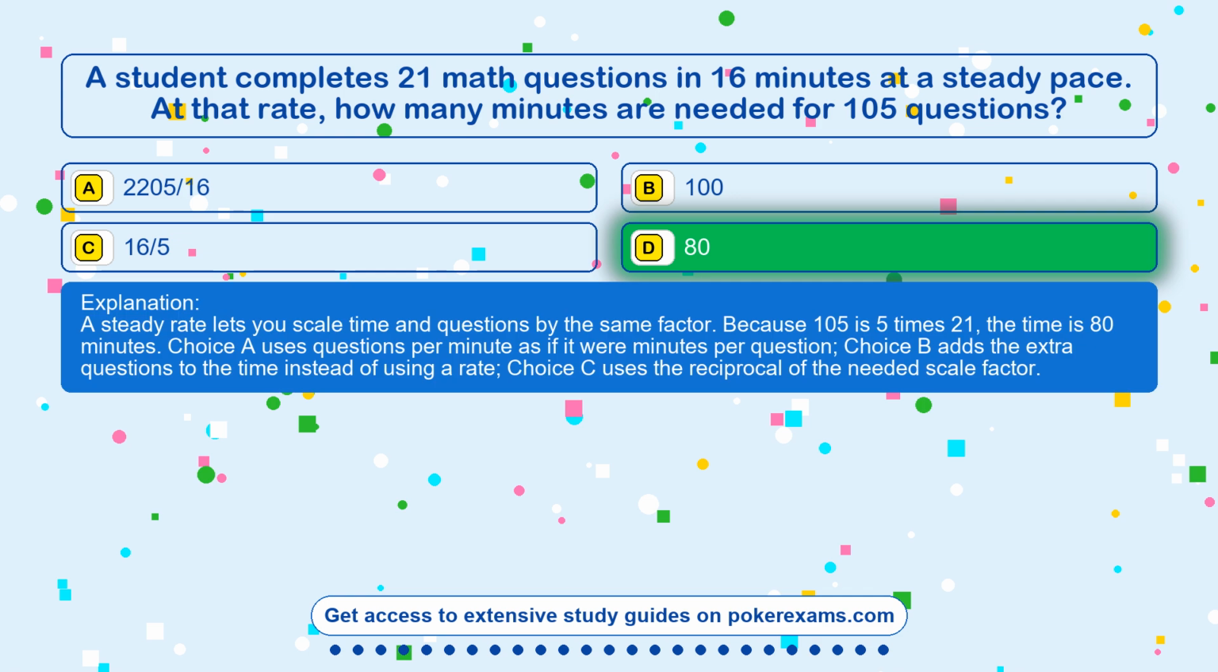A steady rate lets you scale time and questions by the same factor. Because 105 is 5 times 21, the time is 80 minutes. Choice A uses questions per minute as if it were minutes per question, Choice B adds the extra questions to the time instead of using a rate, Choice C uses the reciprocal of the needed scale factor.